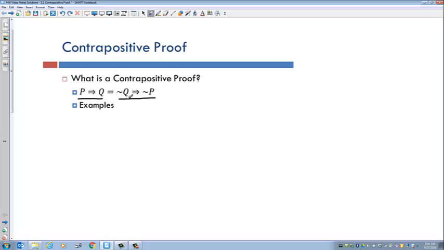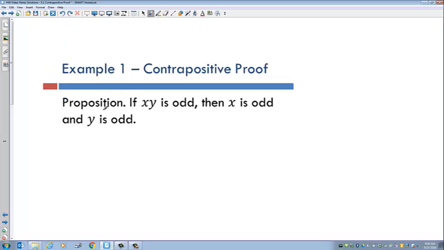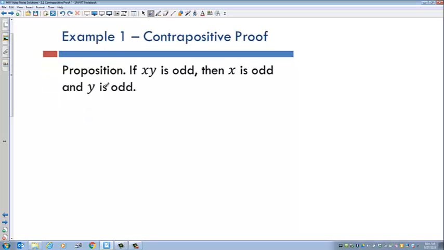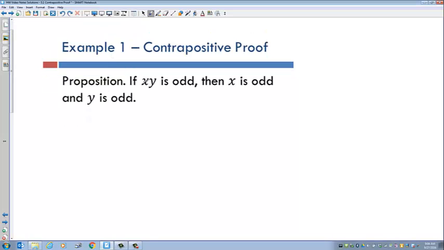Oh, and first, remember, these two logical statements are equivalent. We've shown this in class. But let's look at an example here. And so here's the proposition. We want to show that if xy is odd, then x is odd and y is odd.